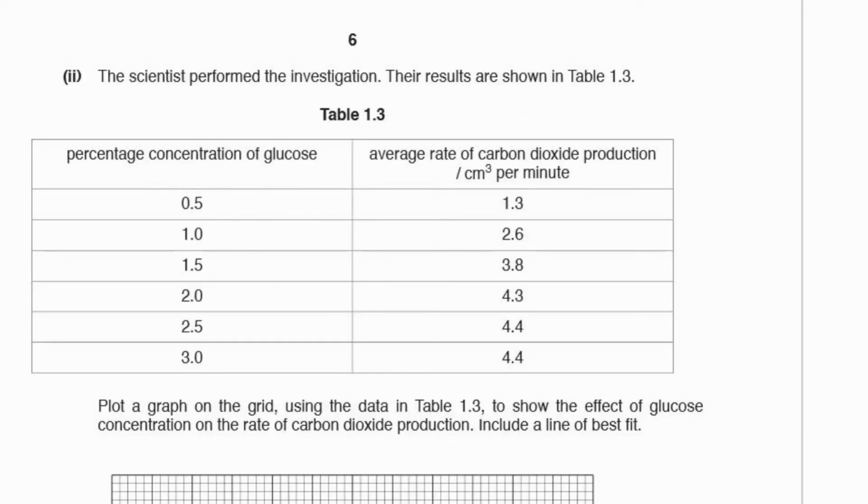Okay. 2. The scientists performed the investigation. Their results are shown in table 1.3. All right, they have some data. And then you need to plot a graph on the grid using the data in table 1.3 to show the effect of glucose concentration on the rate of carbon dioxide production and include a line of best fit. So if we look at this, here we have to go from, well, probably 0 to 3. And here we have to go from probably 0 to 5. All right, so let's look at our graph.